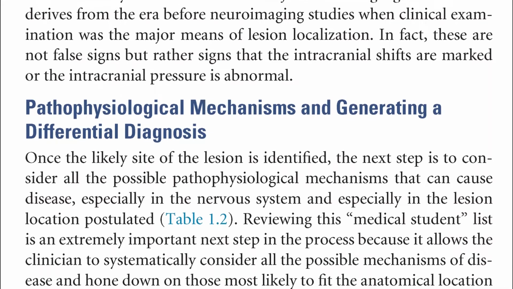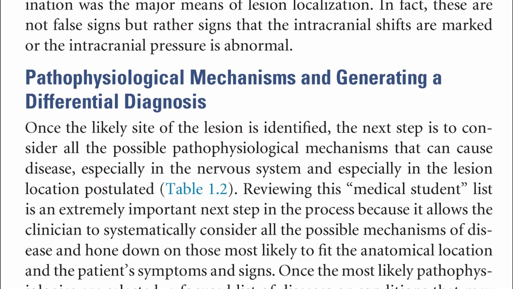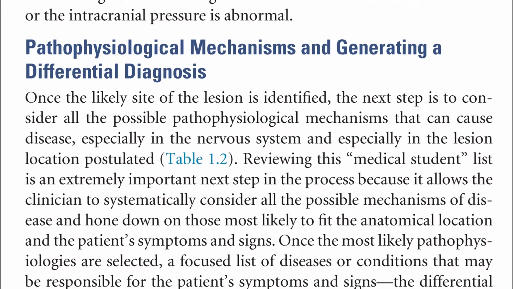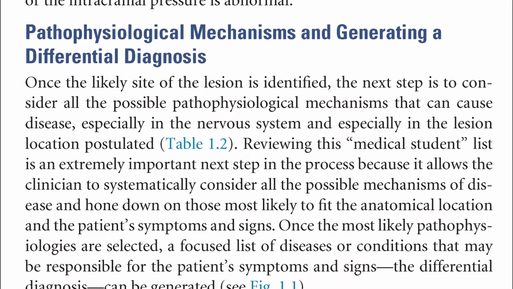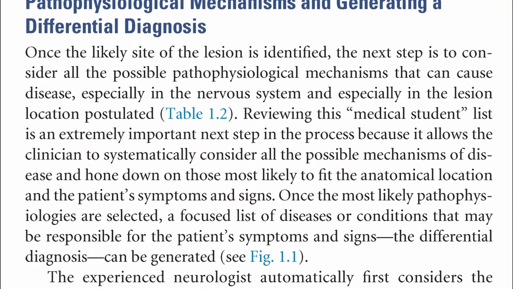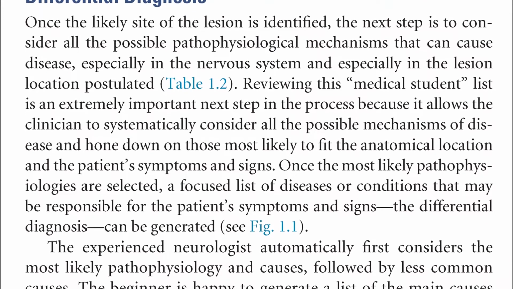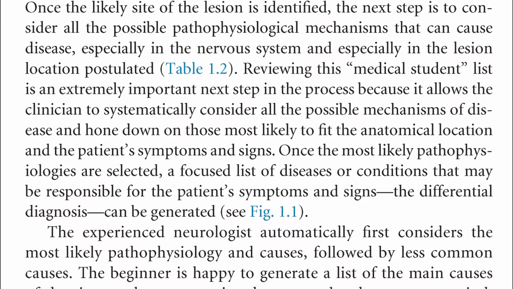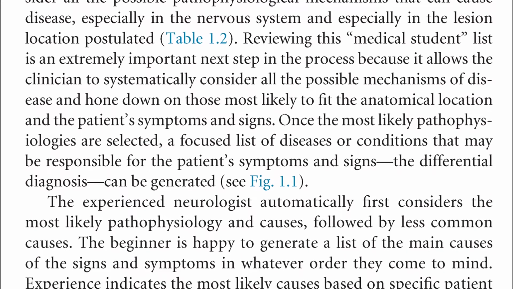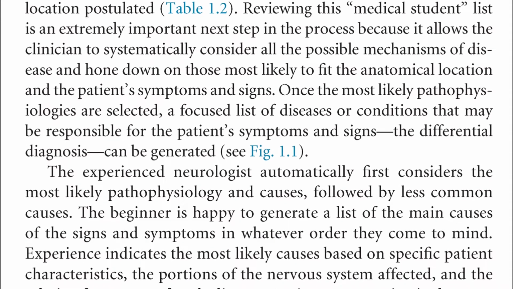Once the likely site of the lesion is identified, the next step is to consider all the possible pathophysiological mechanisms that can cause disease, especially in the nervous system and especially in the lesion location postulated, Table 1.2. Reviewing this list is an extremely important next step in the process because it allows the clinician to systematically consider all the possible mechanisms of disease and hone down on those most likely to fit the anatomical location and the patient's symptoms and signs. Once the most likely pathophysiologies are selected, a focused list of diseases or conditions that may be responsible for the patient's symptoms and signs, the differential diagnosis, can be generated.